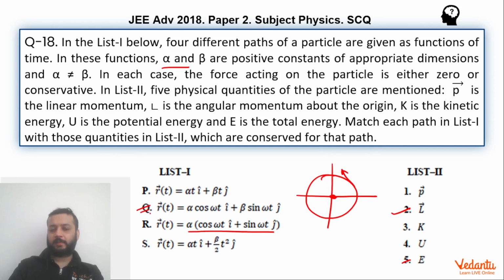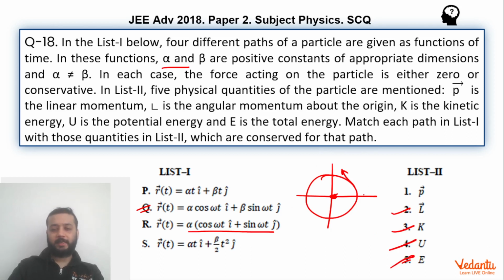Anyway, if for this case angular momentum was conserved, option R is the special case of option Q, just that alpha has become equal to beta. So in this case, angular momentum will remain conserved, and we know that in UCM, angular momentum remains conserved about the origin. Kinetic energy is conserved because we already know that in uniform circular motion, kinetic energy remains conserved, and we also saw in option Q that if alpha was equal to beta, then kinetic energy must have been equal. So total energy will also be equal, potential energy will also be equal.